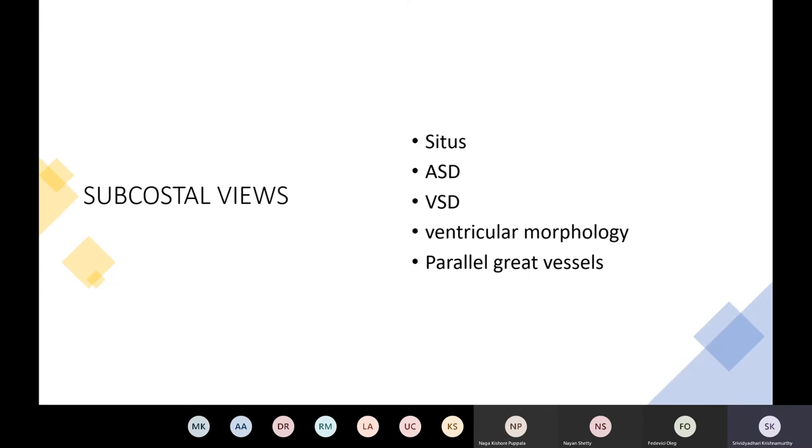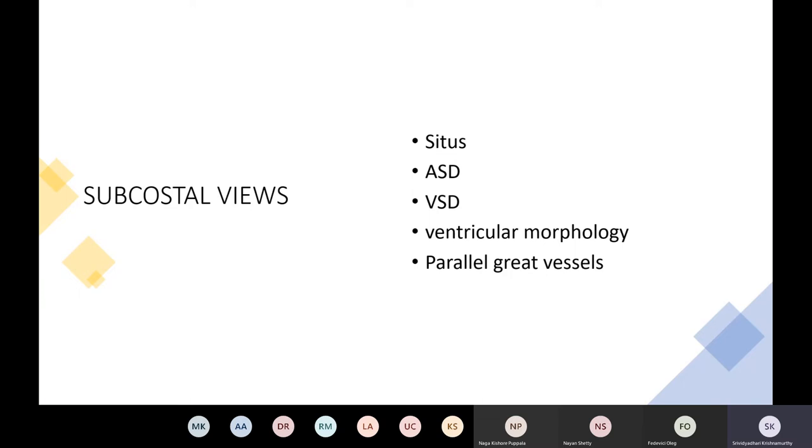So subcostal views, we look for, again, situs. We're looking at the ASD and the size of it, the flow across the ASD, and then again looking at the VSD and the size of it. To define the ventricular morphology, obviously CCTGA is the one that's associated with the left ventricle being on the right, so we need to identify that.